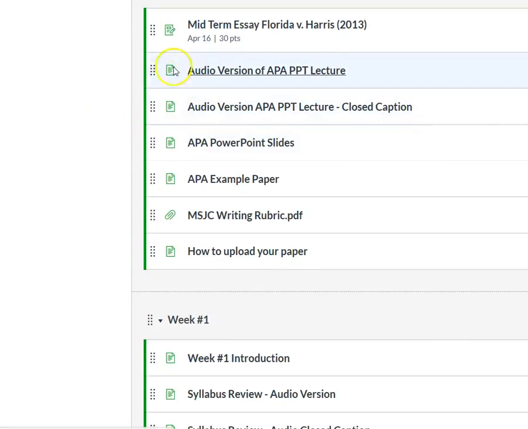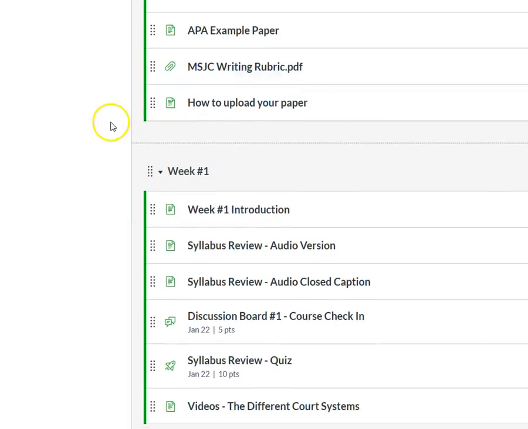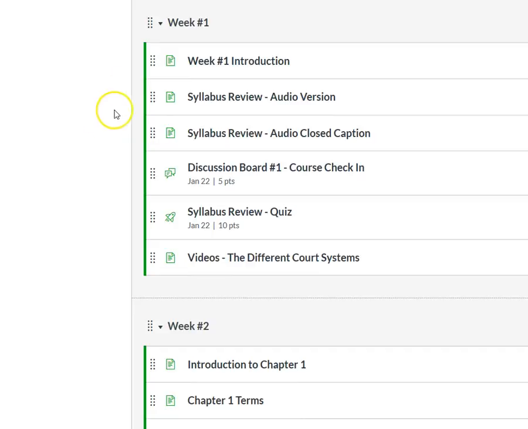So these are the things that talk about how to do your essay. Remember I talked about the audio version on how to write your essay? Here's the same thing with just the slides. Here's an example paper, the writing rubric, which tells you how it's going to get graded, and how to upload your paper.